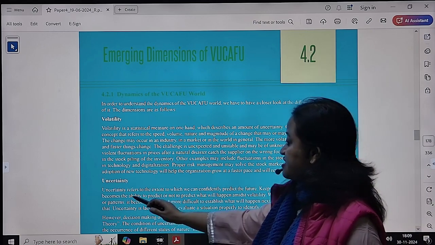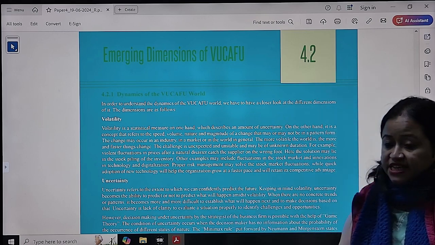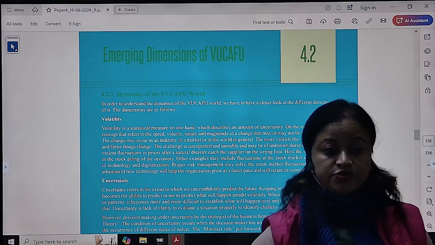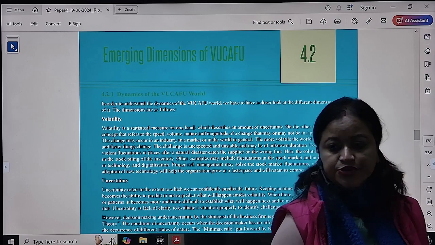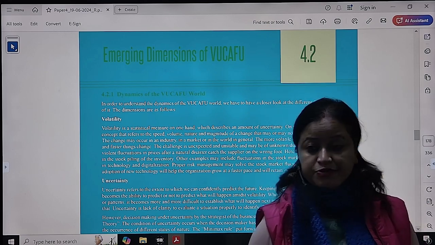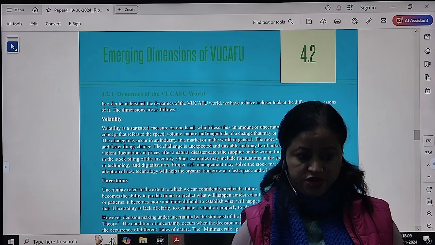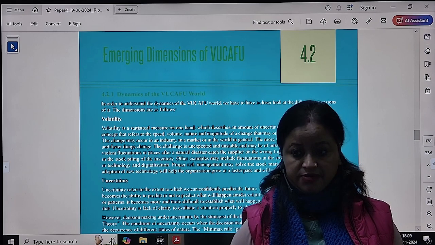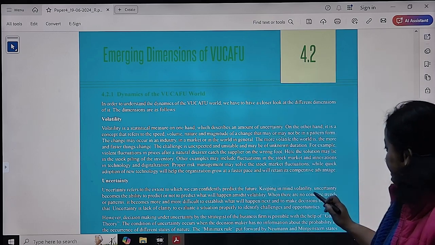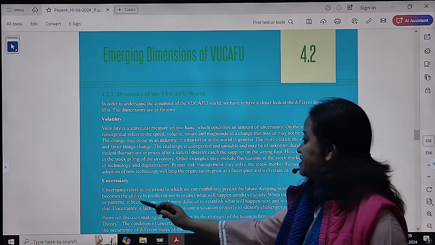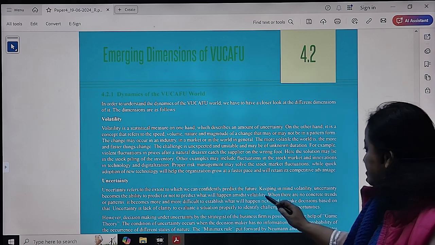Now, uncertainty. Uncertainty means the future is uncertain. Uncertainty is related to the future. You cannot predict the future. To an extent you can predict, but fully, 100%, you cannot predict what may happen and what may not happen. That is what uncertainty is all about. Keeping in mind volatility, uncertainty becomes the ability to predict or not to predict what will happen amidst volatility.